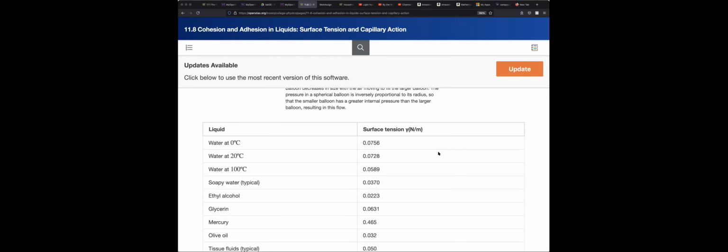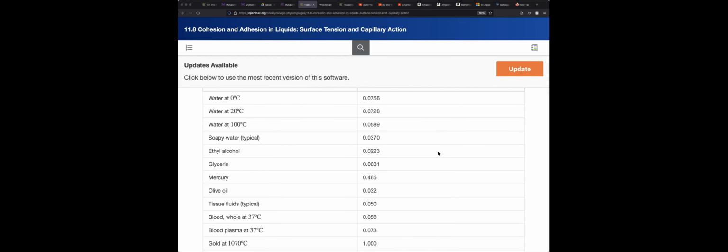Let's see. Do I have that right? Yeah, the higher the surface tension, the more forces there are to keep things afloat or to push on things, I guess you can say.